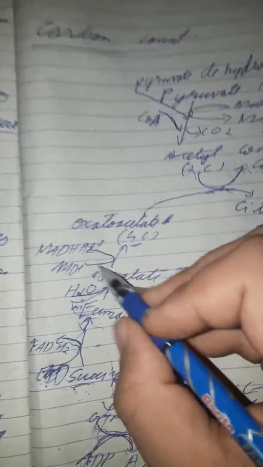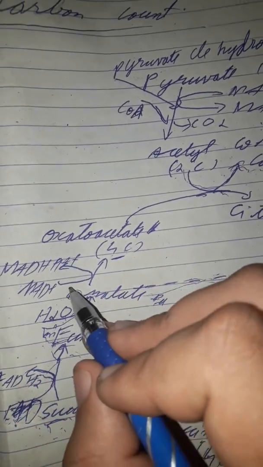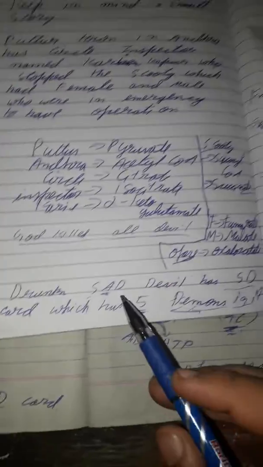Next is water, we have remembered, and the last step is a special step where carbon dioxide is removed, but also NAD is converted into NADH plus H plus. Okay, I think you have grasped how to remember the carbon count, and the next step is how to remember the enzymes and their function. Okay, for that I have a small story.